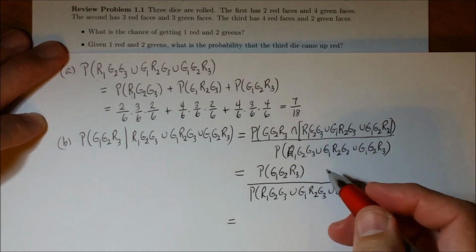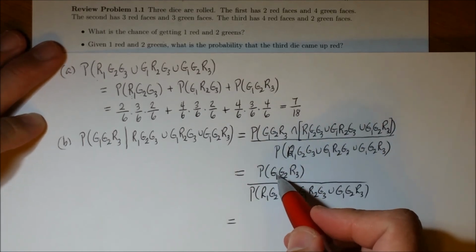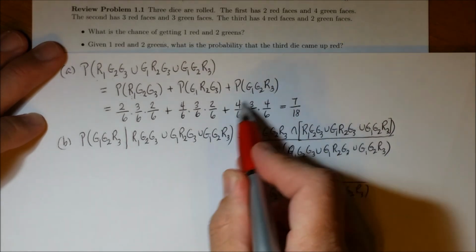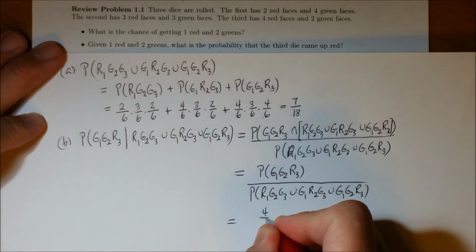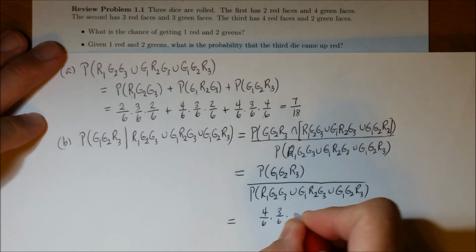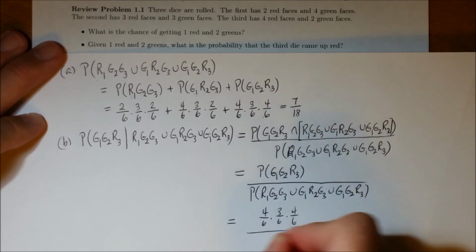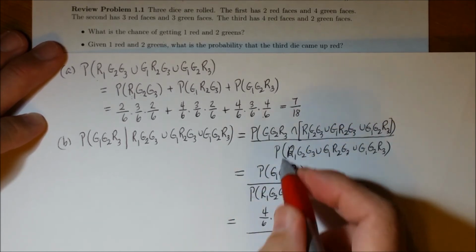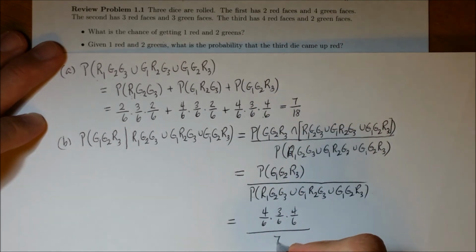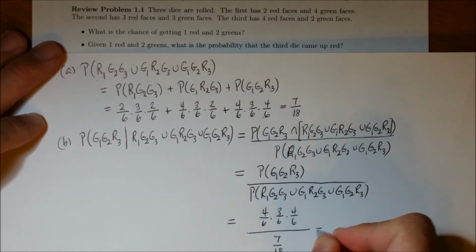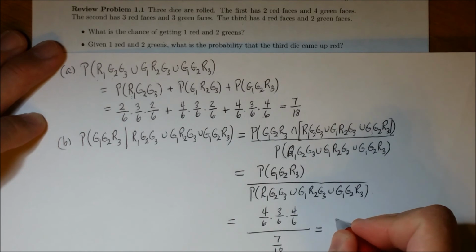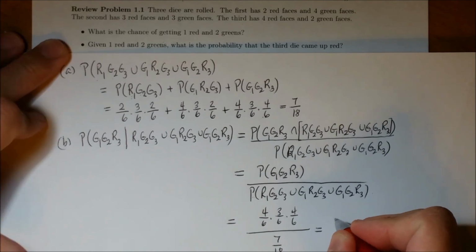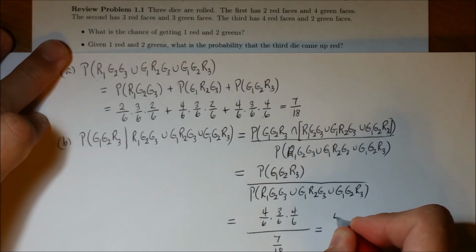Okay, then it's just a matter of computing these things. The probability of green on the first, green on the second, red on the third, that's exactly this third piece here. 4/6 times 3/6 times 4/6, divided by the bottom, which we already figured out to be 7/18. And then if I did the arithmetic correctly ahead of time, this simplifies to be 4/7.